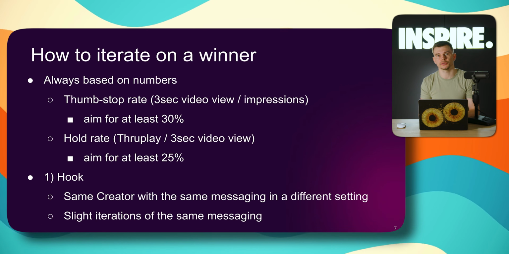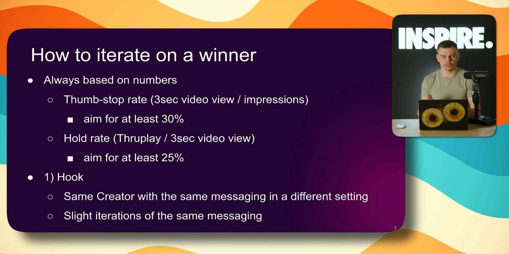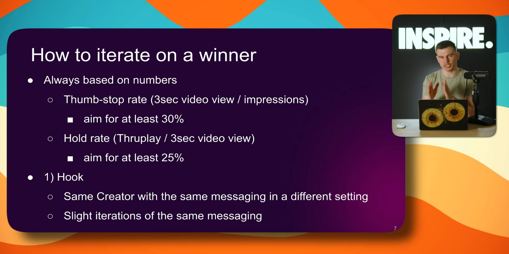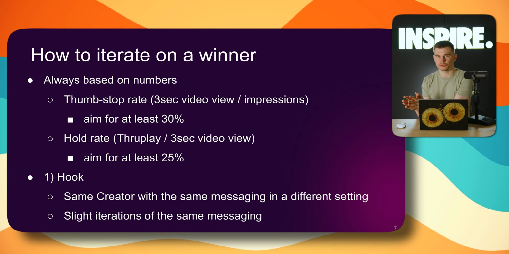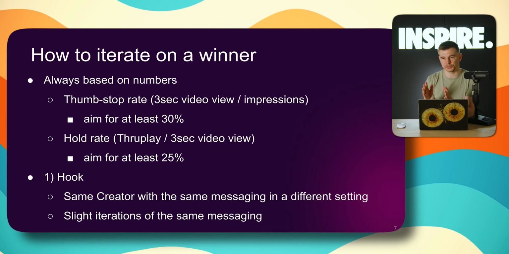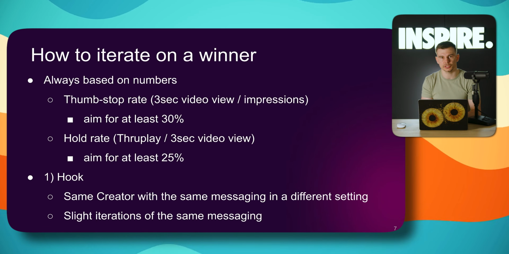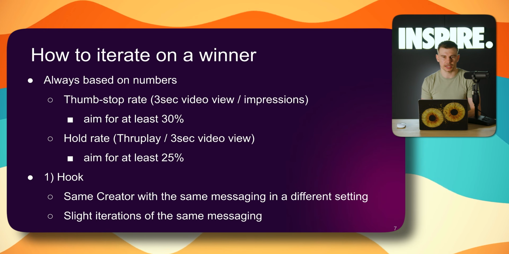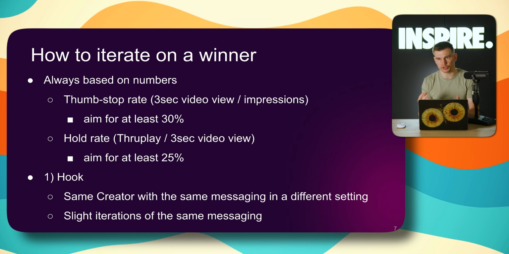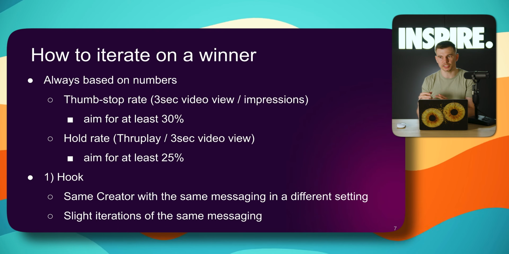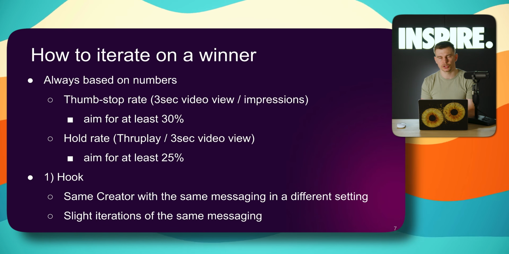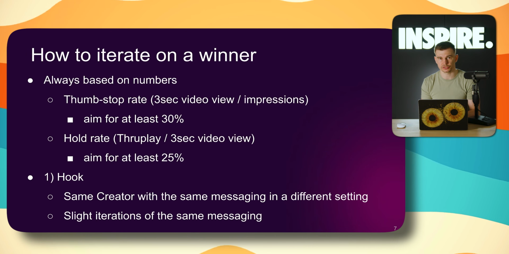So how to actually iterate on a winner? Number one, obviously the easiest thing to do, is iterate on a hook. Have the same creator with the same messaging film the video in a different setting. Let's say he filmed one in the kitchen, the other he can film outdoors. If he filmed in a car, he can film it in a room or something like that. Because often you will have a messaging or a script that's working the best, so it makes sense to try to replicate it.